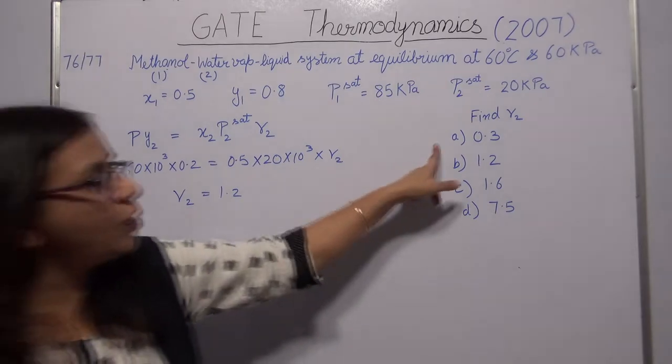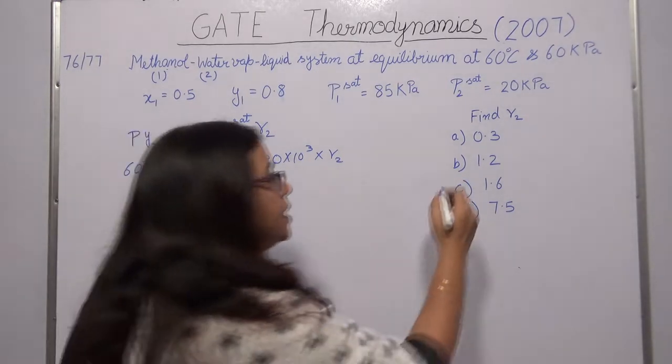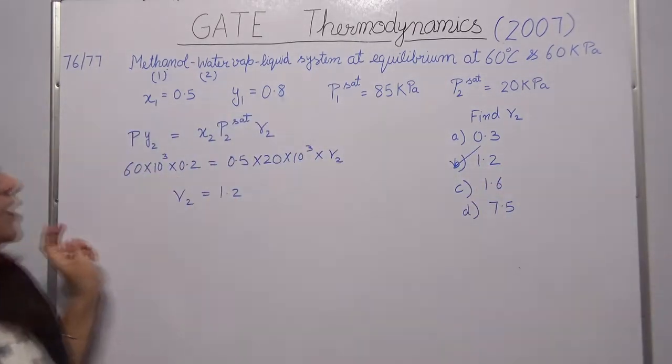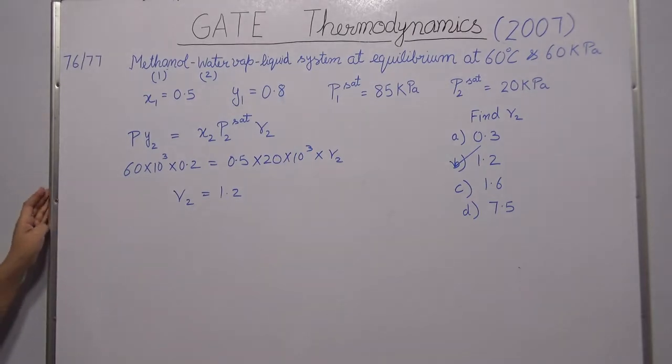Let's see which of the options is correct. Option B is correct. So this was a very simple problem, again based on Raoult's law. You will see there are several problems in GATE exams which are based on Raoult's law. Next, let's move to problem number 77.